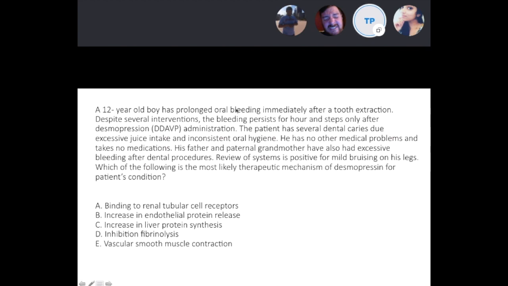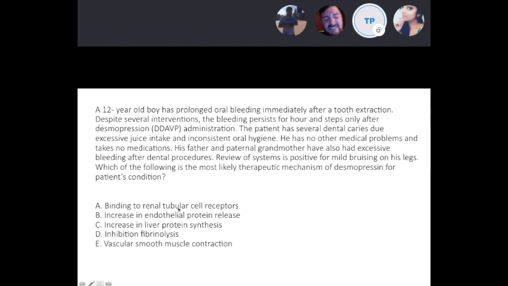A 12-year-old boy has prolonged oral bleeding immediately after a tooth extraction. Despite several interventions, the bleeding persists for hours and stops only after desmopressin (DDAVP) is administered. The patient has several dental caries due to excessive juice intake and inconsistent oral hygiene. He has no other medical problems and takes no medications. His father and paternal grandmother have also had excessive bleeding after dental procedures. A review of symptoms is positive for mild bruising on his legs. Which of the following is the most likely therapeutic mechanism of desmopressin for this patient's condition?